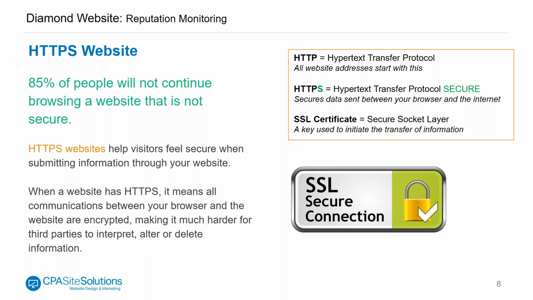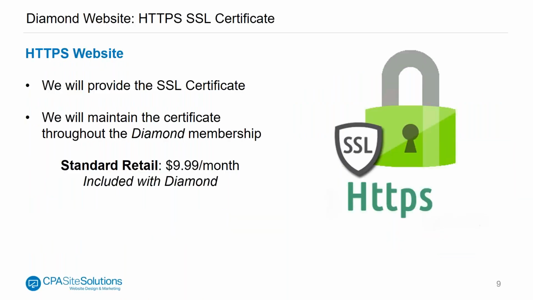85% of people who now go to a website won't continue browsing a website that's not secure, and more and more you should see Google or other internet browsers pop up a message that tells you this website is not secure. And even though, for the most part, clients are not sending any non-secure information through your website, if they want to send secure information, they send it through your portal. It's just becoming something that's important, first of all, for search engines to rank it better, and to make sure that any communication you have between you and your client is encrypted, because you don't want third parties to interpret, alter, or delete information. So our Diamond websites include this.